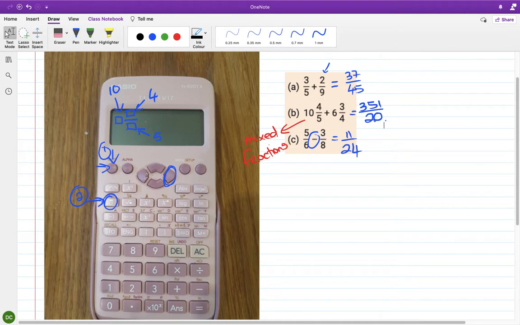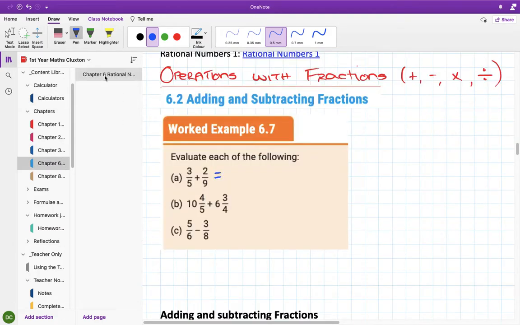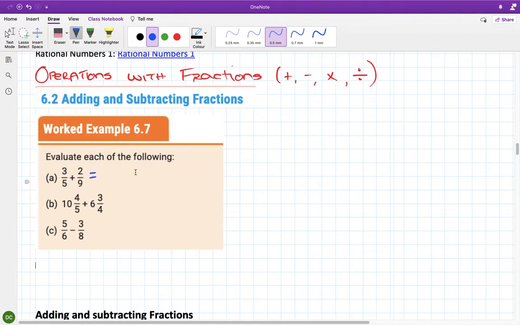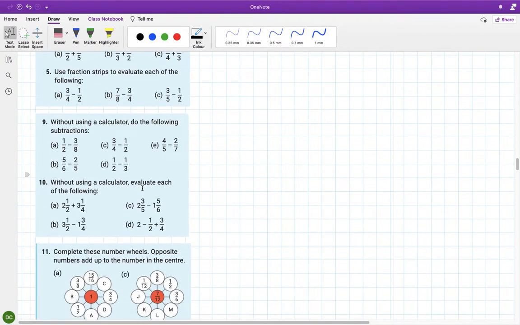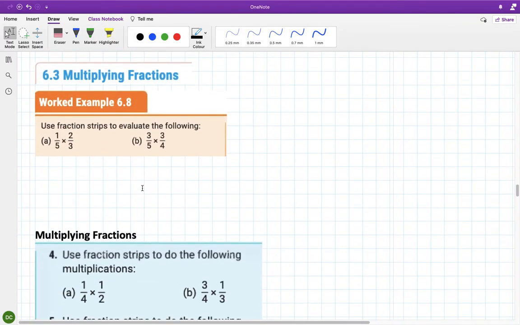Okay, so that's just all about calculator skills, really. It's just about, do you know how to correctly type in fractions? Whether they're proper fractions, improper fractions, or mixed fractions. Okay? So again, if you have any questions, please let me know. But we've done them now. Okay, so I will give you some homework from here just to practice on your calculator. But we'll skip straight down to multiplying.